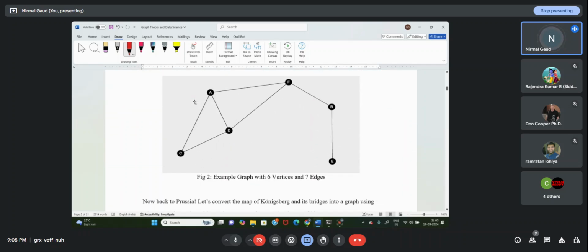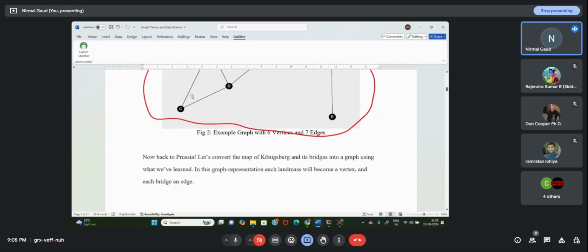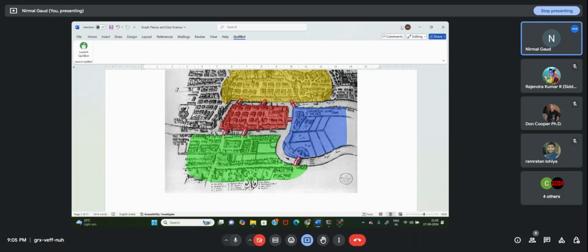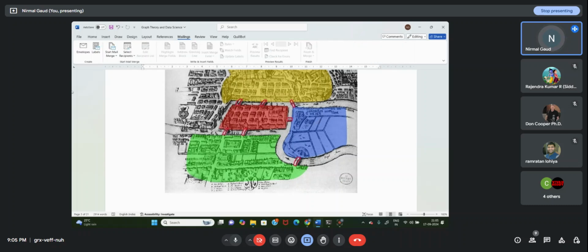All right. Now here is a graph. Not talking about the Euler path, this is a graph, vertex and the edges. That you know. Now come back to Prussia. What's the issue in Prussia? Here is a map. You can see that there are islands. These are first, second, third, fourth. Four islands are there, and this is a bridge. This is also a bridge. This is a bridge, bridge, bridge, bridge.